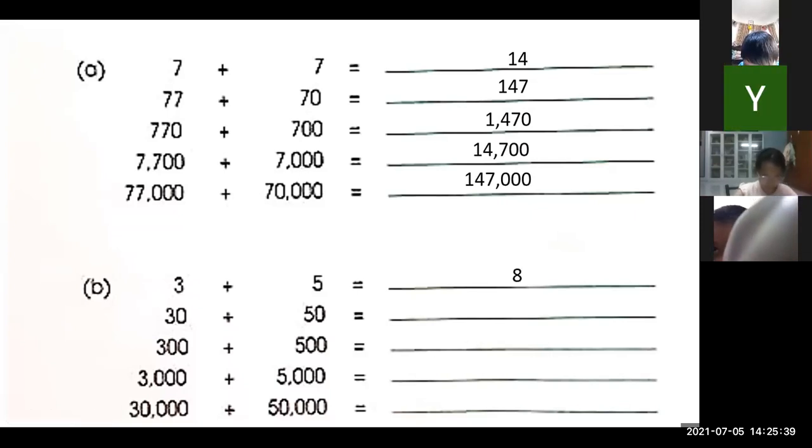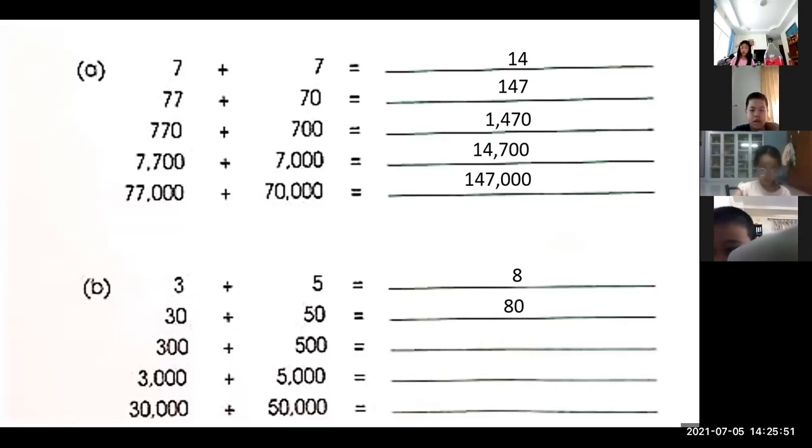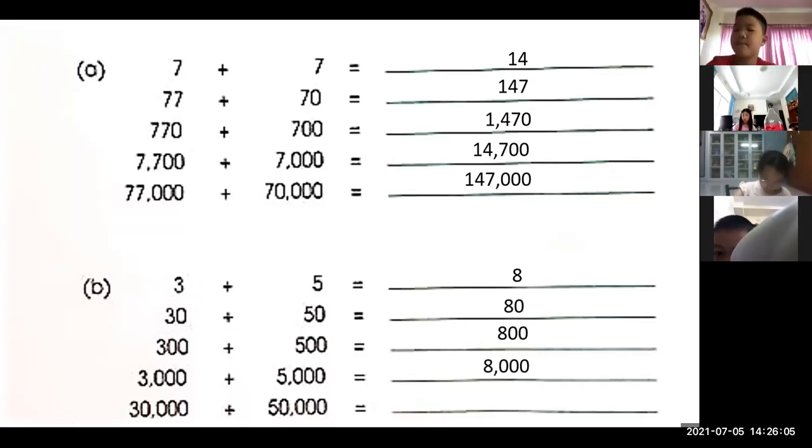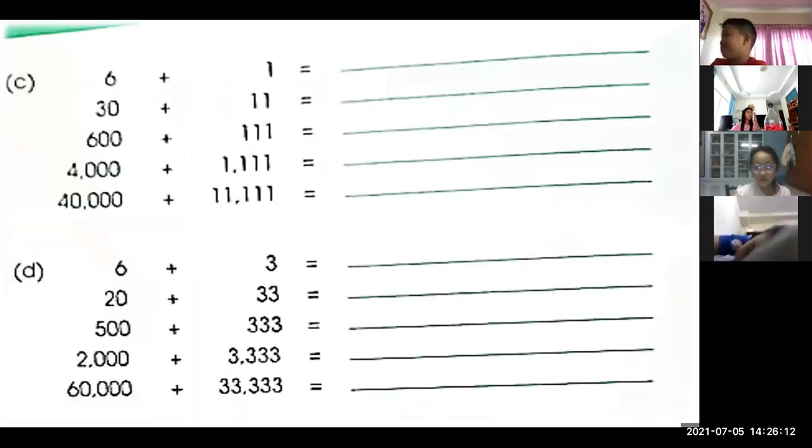Next is 80. 300 plus 500. So 3 plus 5 is 800. Next. 8,000. 30,000 plus 50,000 is 80,000. Okay. Now letter C.